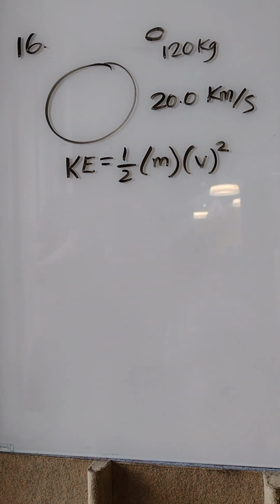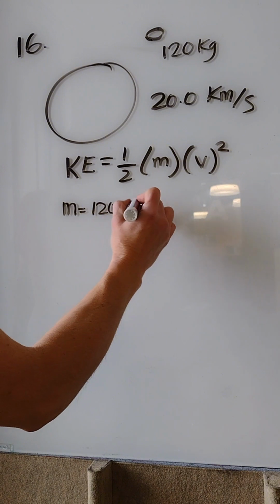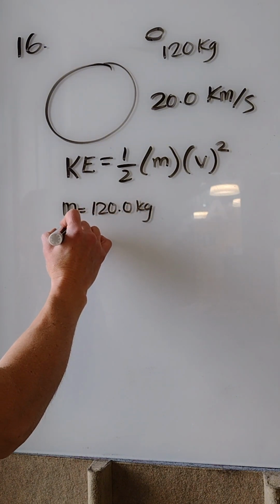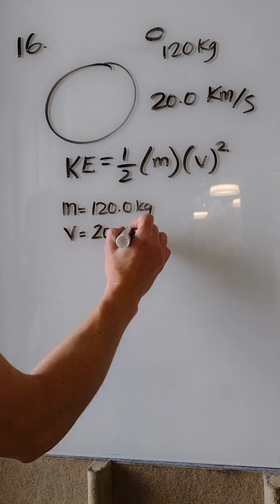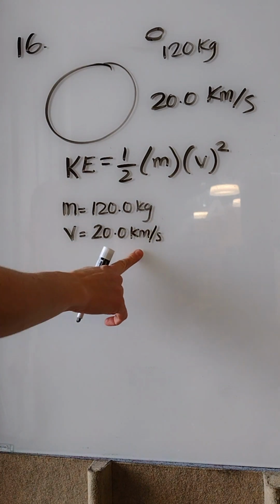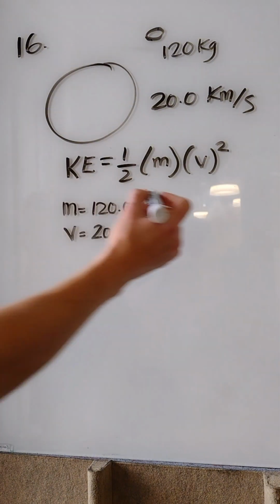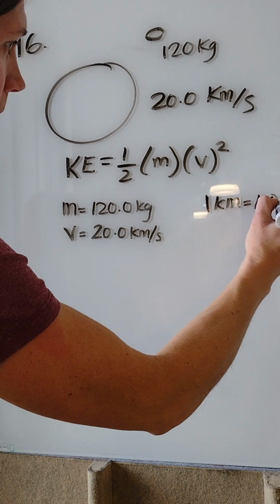squared. Okay, we have to start with our knowns. So we have the mass equals 120 kilograms, and we have our velocity, which is 20.0 kilometers per second. We have a problem here because this should be in meters per second, and so we're going to have to do a conversion, and it gives you the hint that 1 kilometer is equal to 1,000 meters.